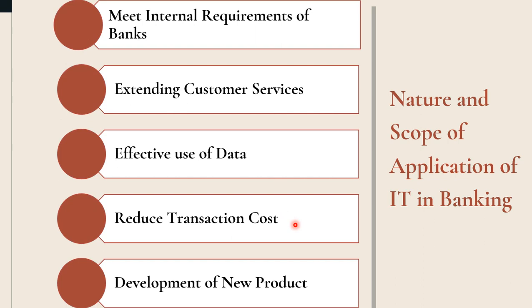Cross border transactions means transferring the amount from one country to another, or receiving the amount from another country into the domestic country. It is known as cross border transactions. In case of cross border transactions, the application of information technology reduces the transaction cost. In this way, this is the fourth point which we can mention while explaining the scope of information technology.